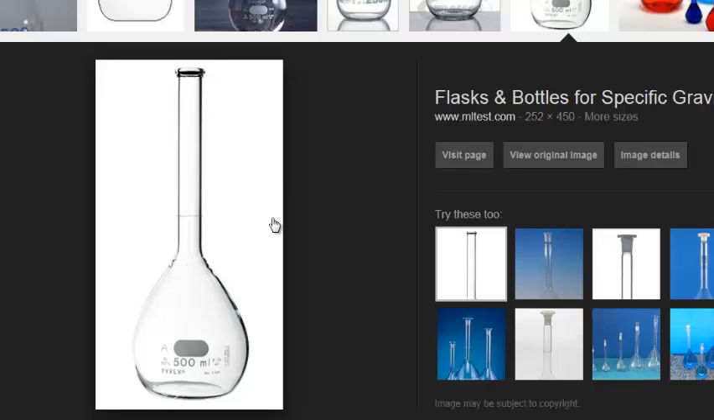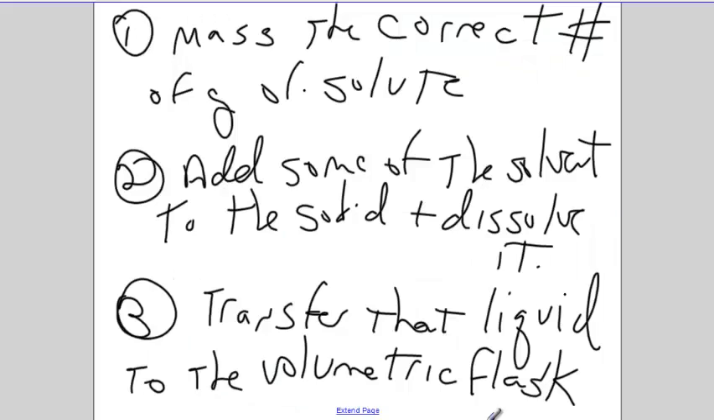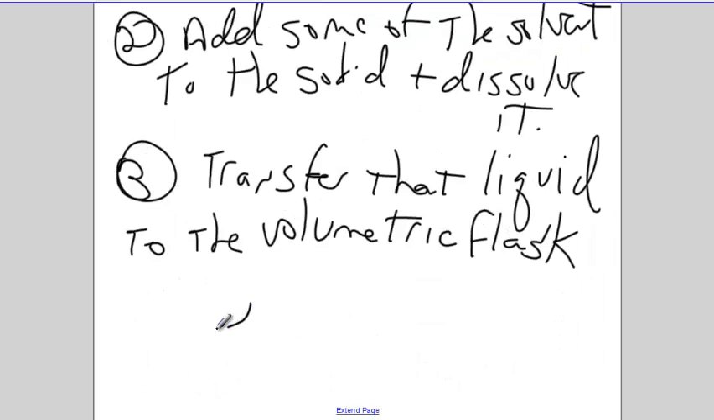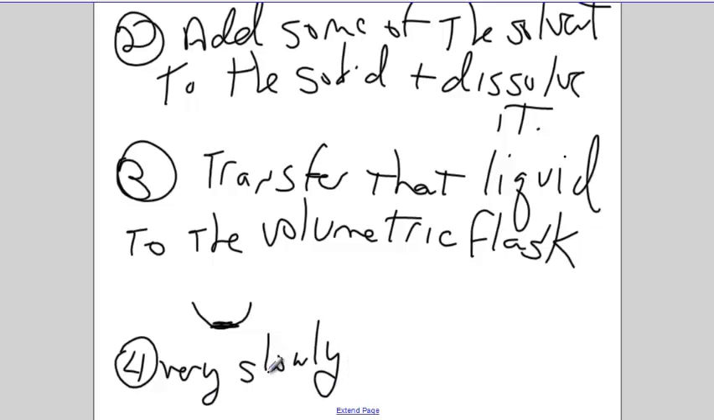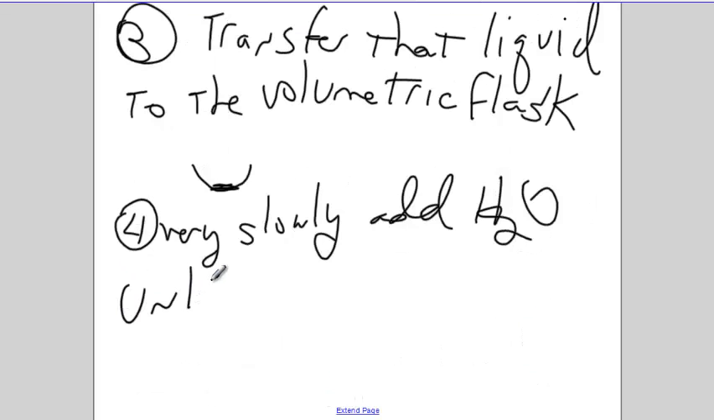So what you want to do is when you get very close to the top, you stop pouring the water in and use a dropper. And go very slowly up to that line with drops. Remembering your meniscus. That is, remembering that water really looks like that. And you want the bottom of the meniscus to be in line with that line. So very slowly, once you get to the top, add water until you get to the line.